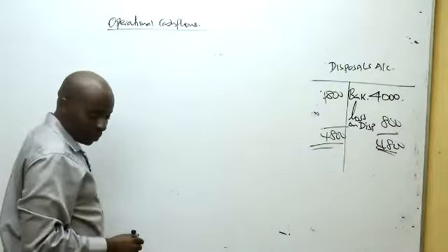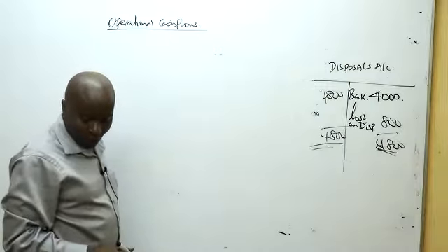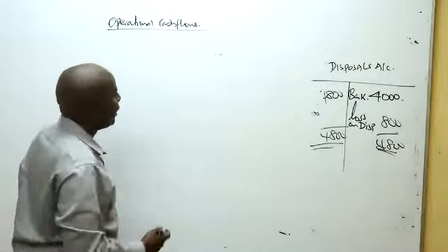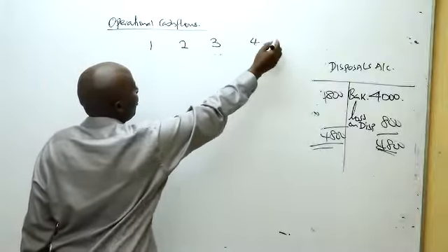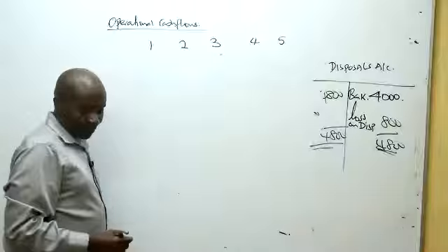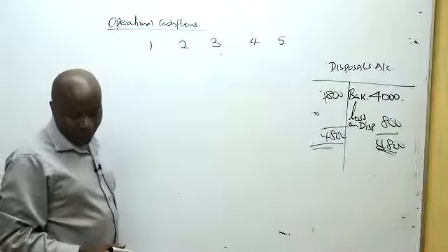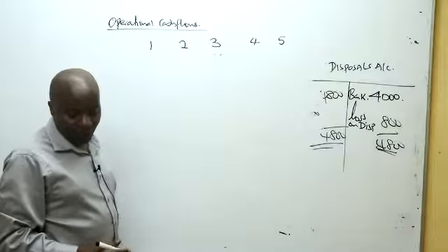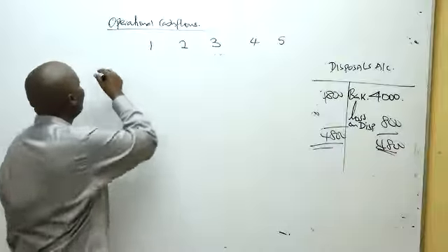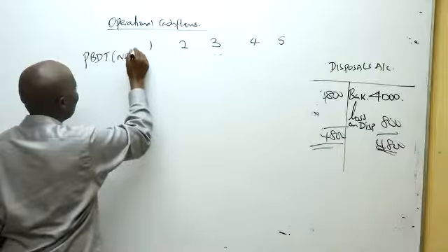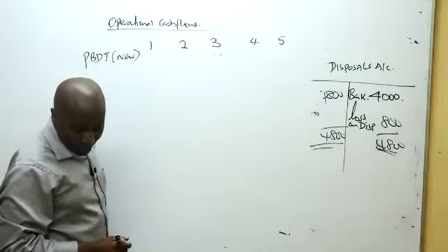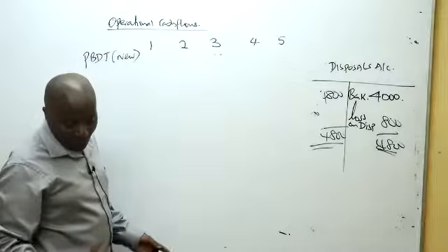Under operational cash flows, we have 5 years. They have given us year 1, year 2, year 3, year 4, year 5. Ladies and gentlemen, I'm able to see the profit before depreciation and tax for the new machine. I can see 5,400 throughout.